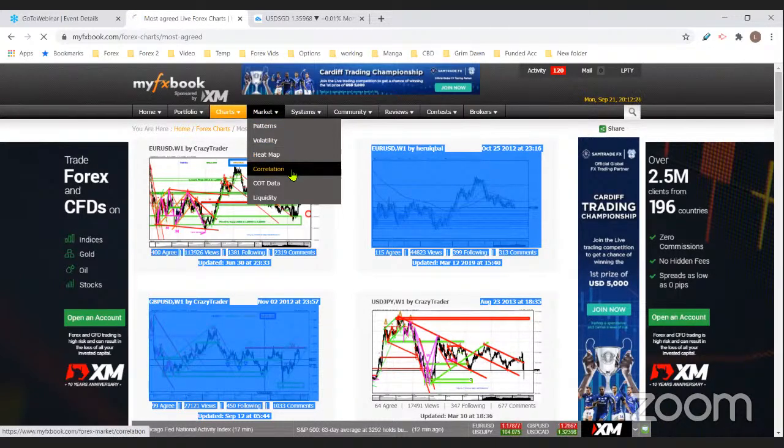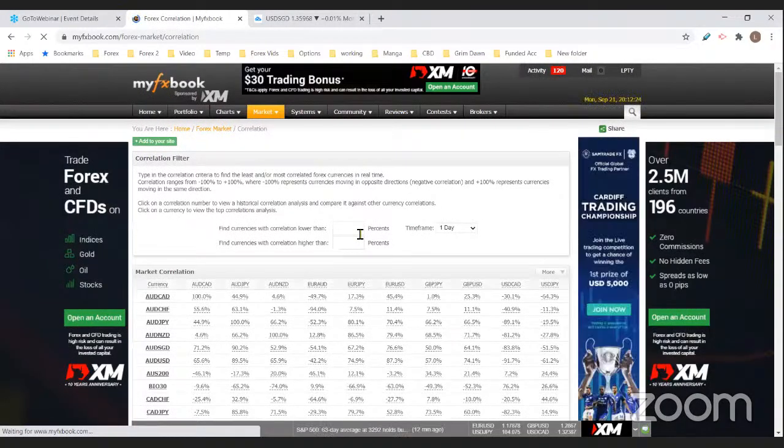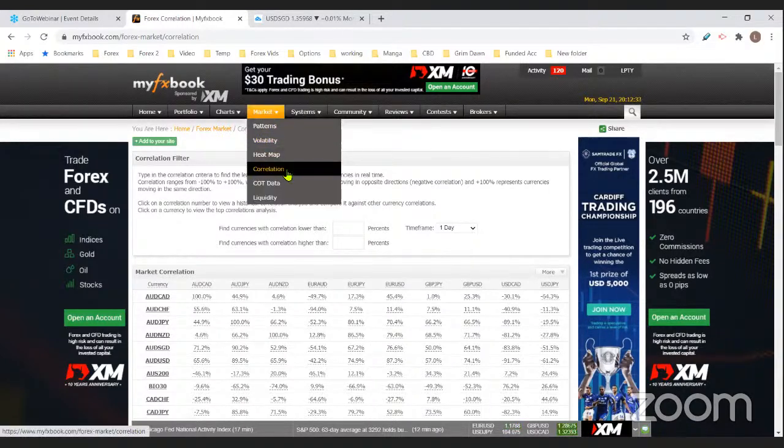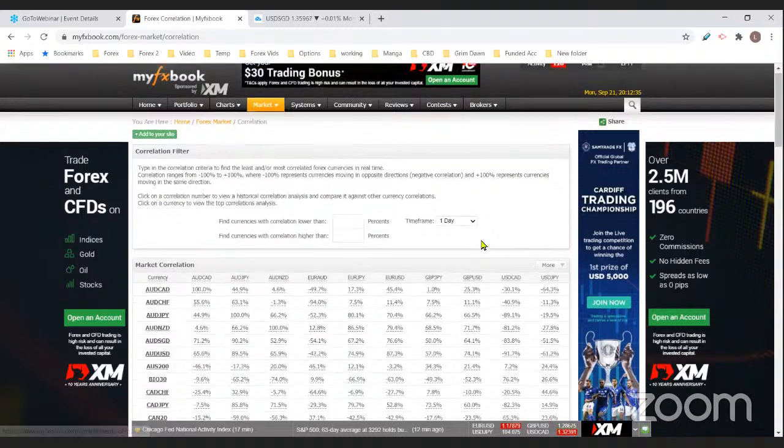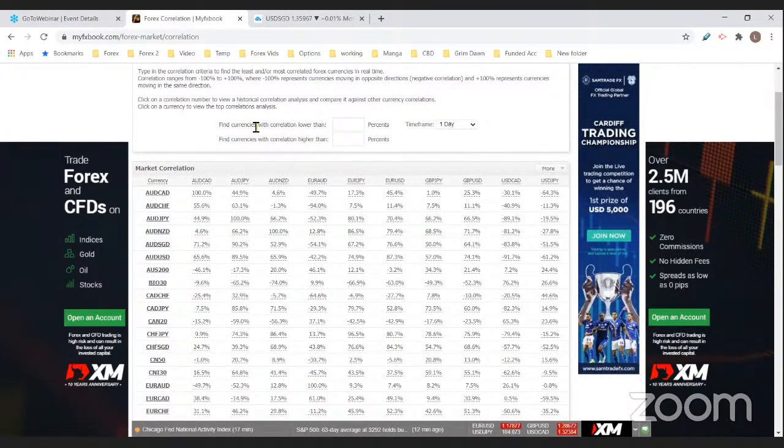Again, other things that you can look for here. In the past, some people always asked, I have two pairs to trade, I don't know which is the better pair, or whether they are correlated or not. Then look for the market correlations. Over here, find currencies with correlation lower than, or higher than. Type 50% in, and you will highlight all the currencies that have lower than 50% correlation.